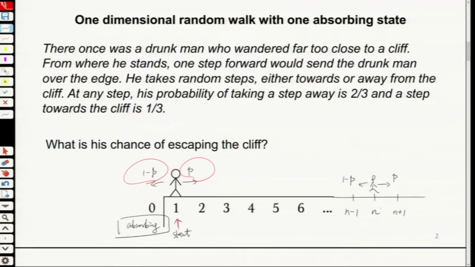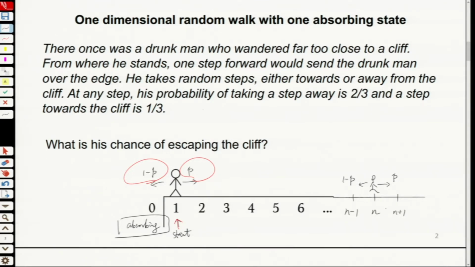Now let's continue to finish the one-dimensional random walk with one absorbing state and two absorbing states today. Okay. So before we continue the discussion, let's review what we have discussed in the previous class.